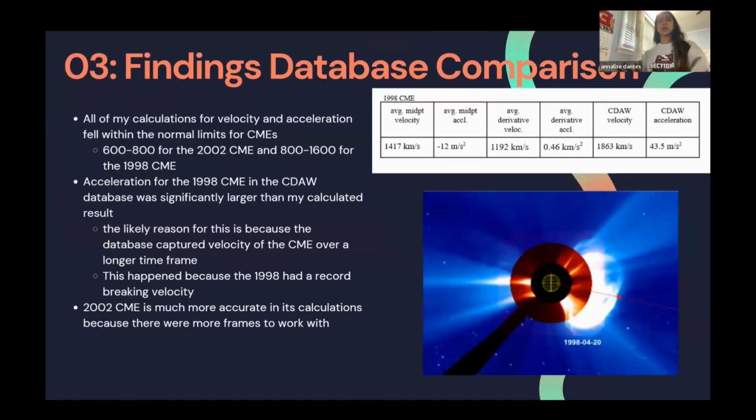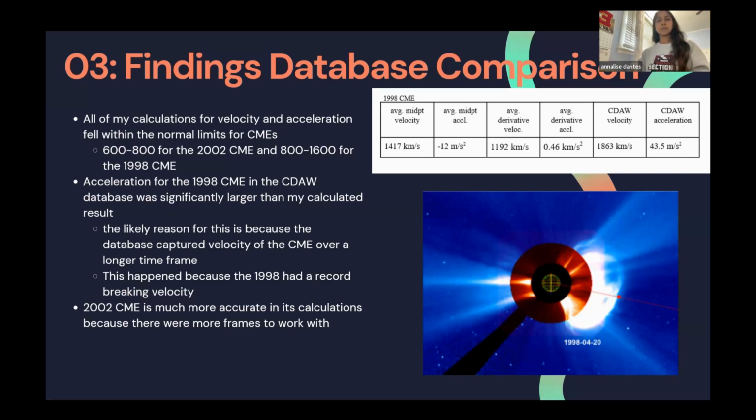So my findings: most of my calculations, actually all of my calculations, were within the normal ranges for velocity and acceleration for CMEs. So for my 2002 CME, the velocity at each point was somewhere within the range of 600 to 800 kilometers per second, and 800 to 1600 for the 1998 CME, because as I mentioned previously, that coronal mass ejection was significantly faster than the average.